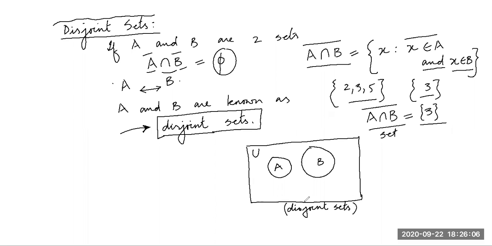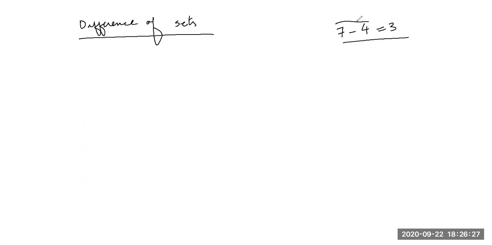Perfectly fine. Having understood disjoint sets, students, let's go to the difference of sets. What is the difference of sets? It's like we can subtract 4 from 7, we get 3. So similarly, we have difference of sets also. So let's understand.